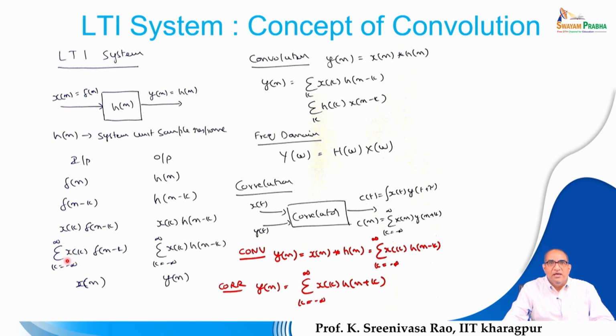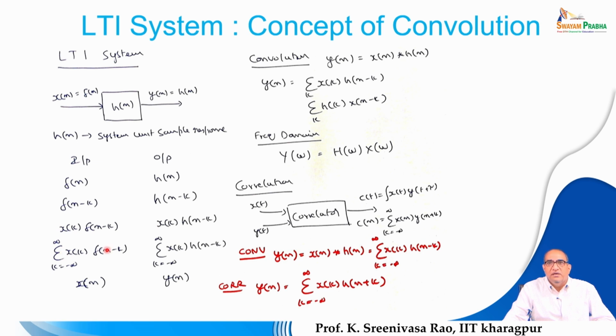So, that becomes my x of n. Suppose if you give this as the input, so my output behaves the same way, because so far we have only given one sample as the input, and here we are giving a sequence of samples as input.